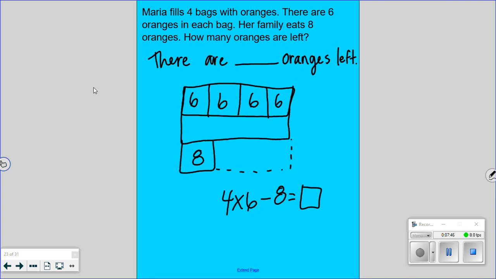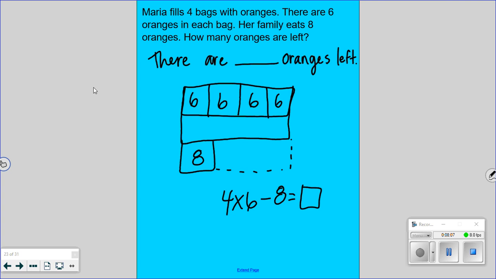I'm going to read this equation in English. You ready? 4 bags of 6 oranges take away 8 oranges. Does that match our story? Yes. This is the math language of that story. All right, let's fill in our bar model to figure it out.